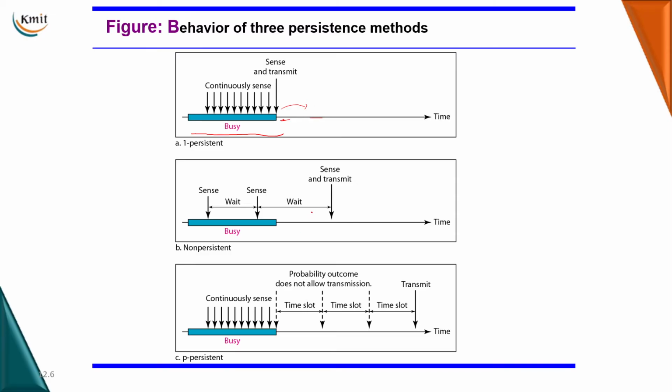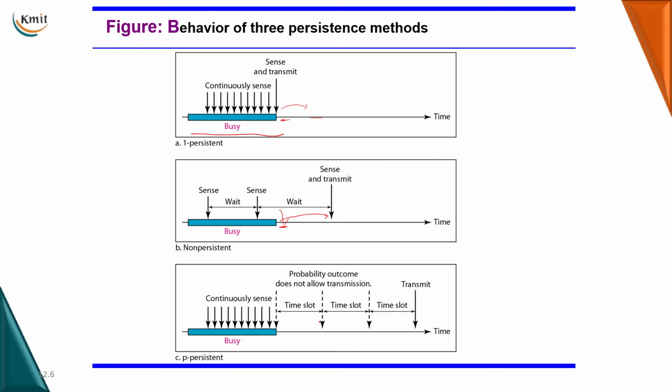What is non-persistent CSMA? As I told you, it will not continuously sense. It will sense, wait, again it will sense and wait if it is busy. And if you see, the channel became idle here, but it is not transmitting as soon as it finds the channel idle. It is waiting for this amount of time and then transmitting. So comparing the number of collisions in one persistent CSMA and non-persistent CSMA, in non-persistent CSMA the number of collisions might be less.